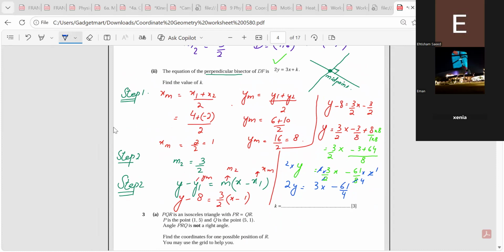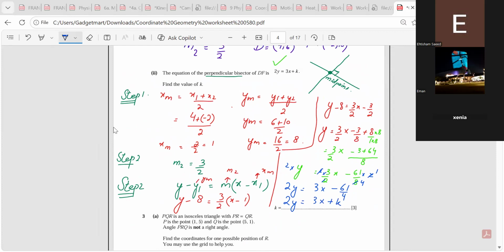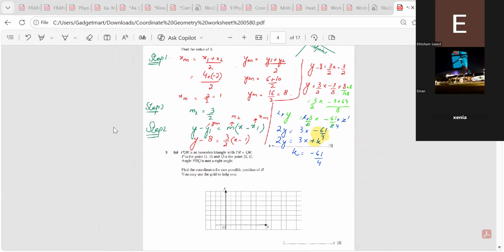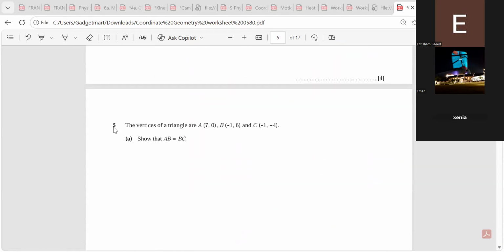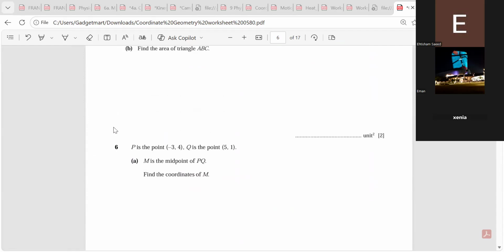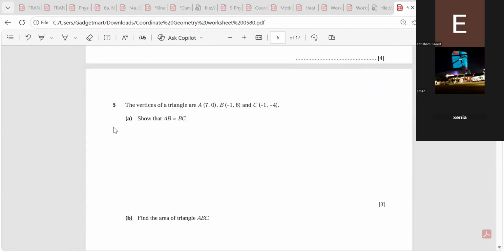Now we will be checking what will be the value of k. So 2y equals 3x plus k. So from here you can see कि k की value क्या होगी. So k value will be minus 61 over 4. So k is equal to minus 61 over 4. Clear ji? Yes. Okay. So I hope you have understood the concept of this.